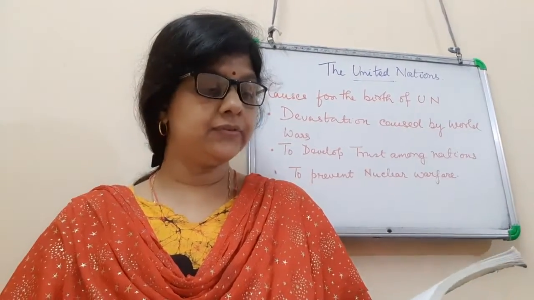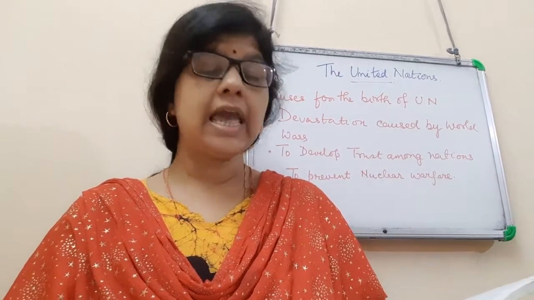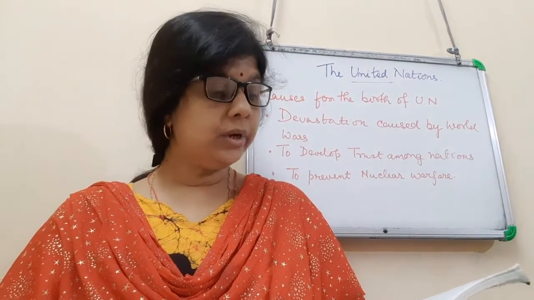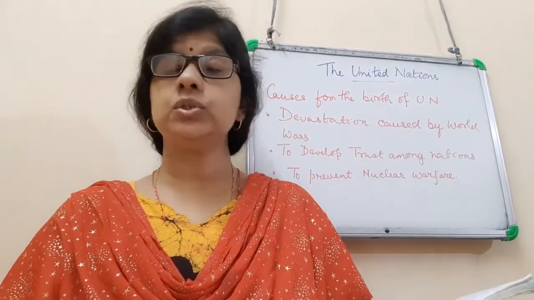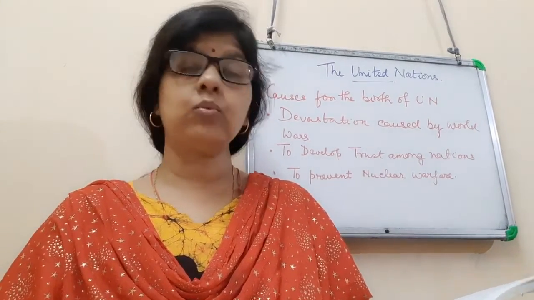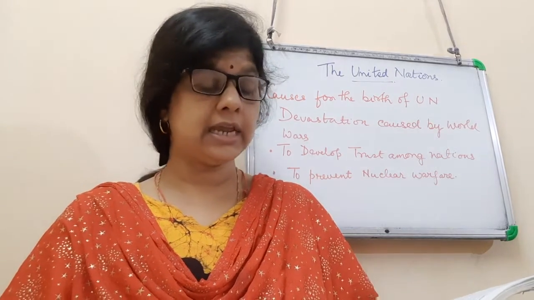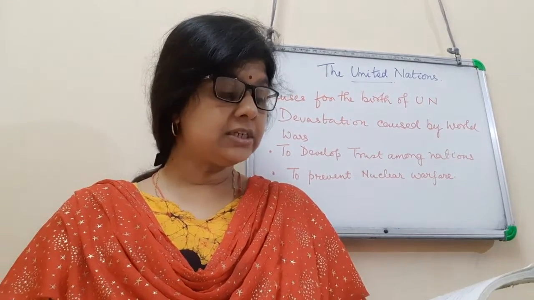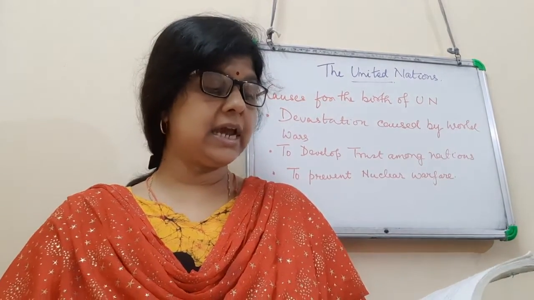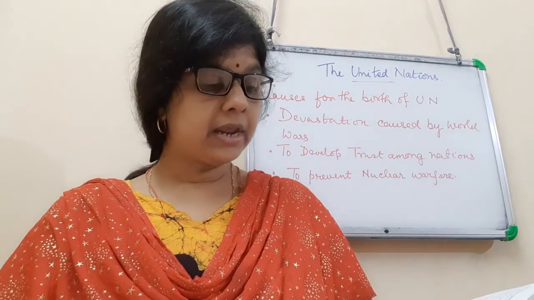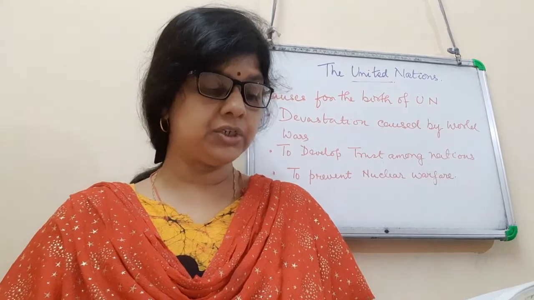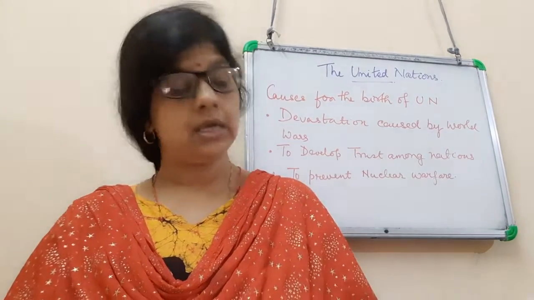Birth of the UN. The First World War started in 1914 and ended in 1918. The world desired peace, and the League of Nations was formed in 1920. But it failed to maintain peace, and the Second World War broke out in 1939. The devastation caused by the Second World War was tremendous. After the war ended in 1945, countries like Britain, France, and United States of America wanted a more effective organization than the League of Nations to maintain peace in the world.